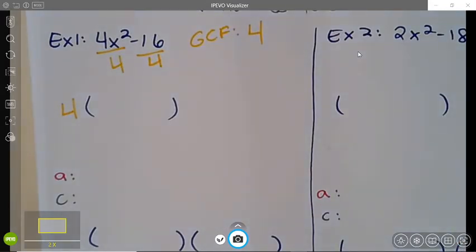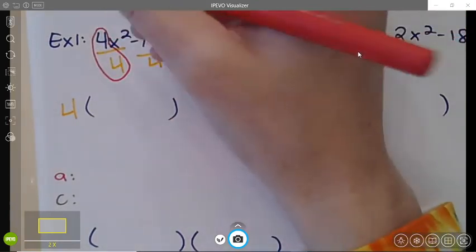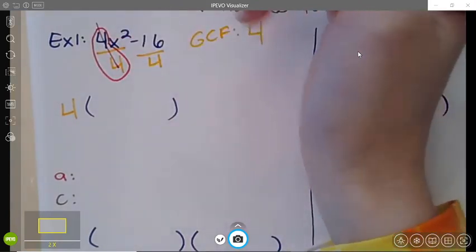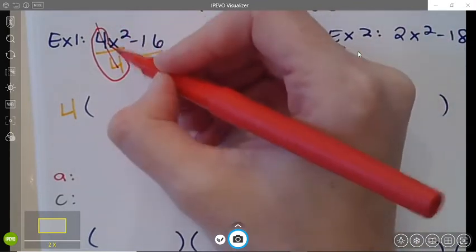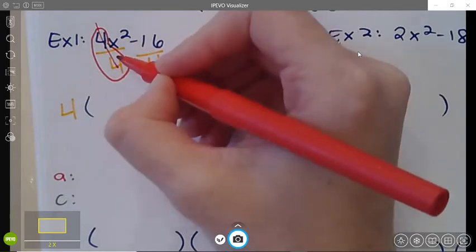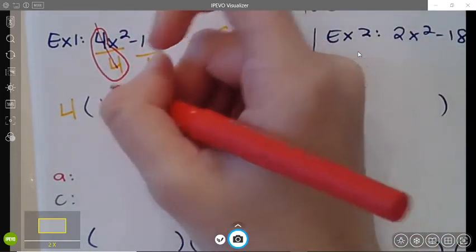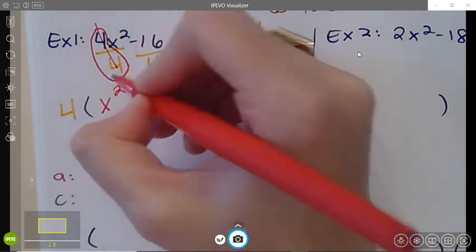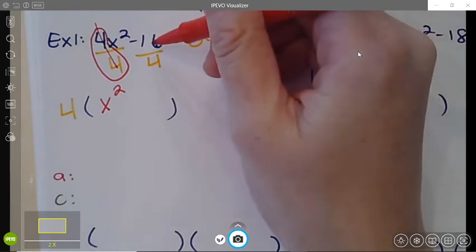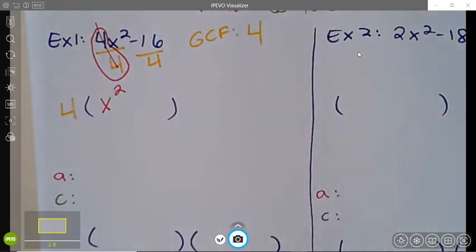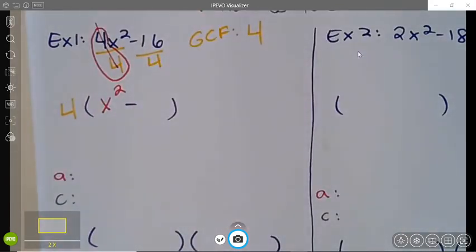Okay, so I'm going to start by dividing the numbers. So 4 divided by 4, well, that will cancel and turn to 1. So I could write 1 here, but you don't have to. And then the x squared, I don't have anything to divide that to, so I'm just going to bring on down my x squared. You could leave it as x squared, or you could leave it as 1x squared. It's up to you. And then I'm going to divide negative 16 by 4. Negative 16 divided by 4 is a negative 4. So it'll be minus 4.